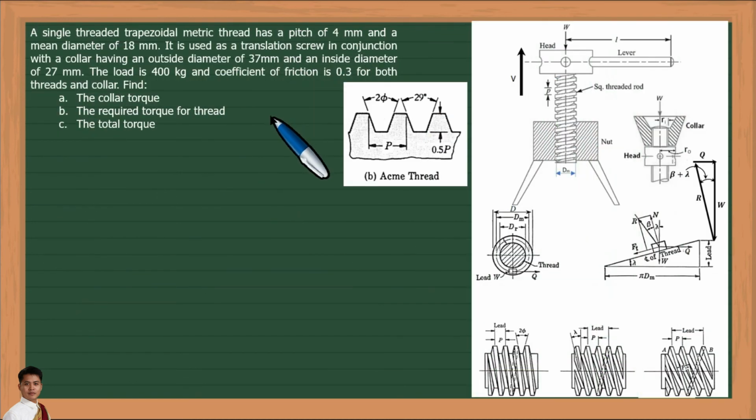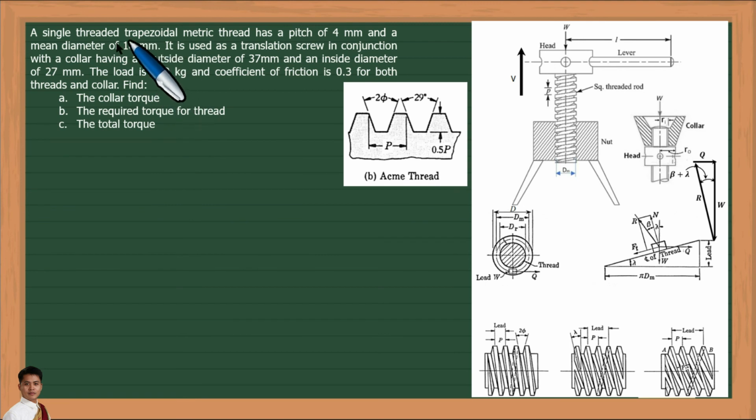Okay? So, next problem, a single-threaded trapezoidal metric thread has a pitch of 4 mm and a mean diameter of 18 mm. It is used as a translational screw in conjunction with a collar having an outside diameter of 37 mm and an inside diameter of 27. The load is 400 kg and the coefficient of friction is 0.3 for both threads and collar. So find collar torque, so that is T sub C. Letter B, the required torque for thread, and then for C, the total torque.